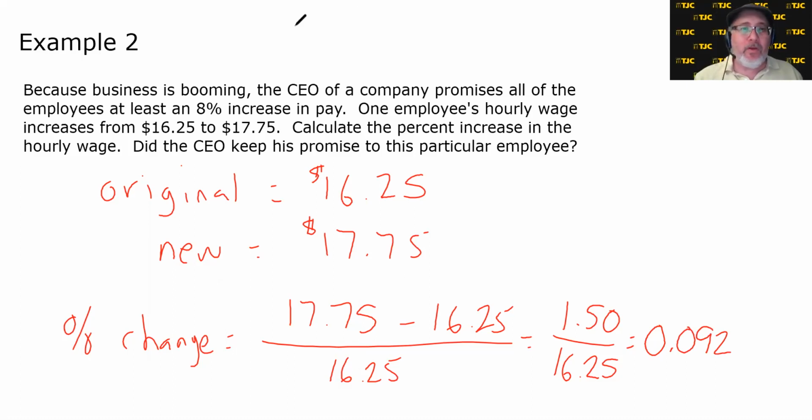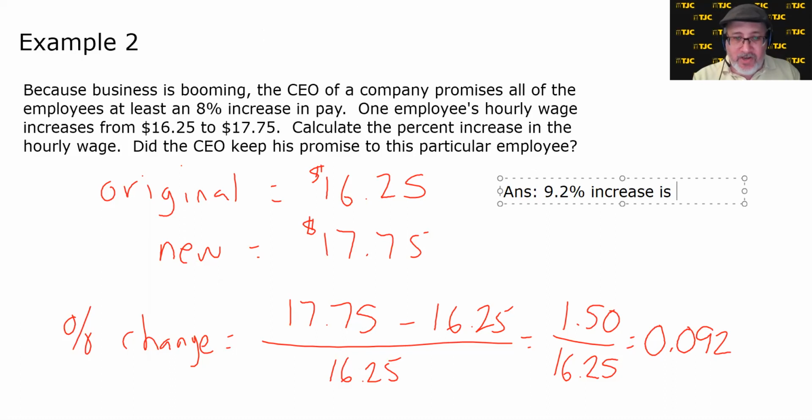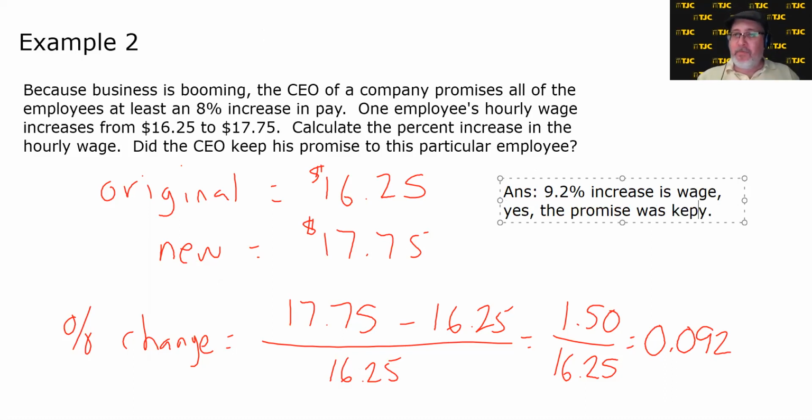So notice it's positive, which makes sense because we had an increase in value. So our answer is it was a 9.2% increase in wage. And so the answer is yes, the promise was kept. So why didn't he calculate exactly 8%? Because maybe he just said, give him a $1.50 more an hour.